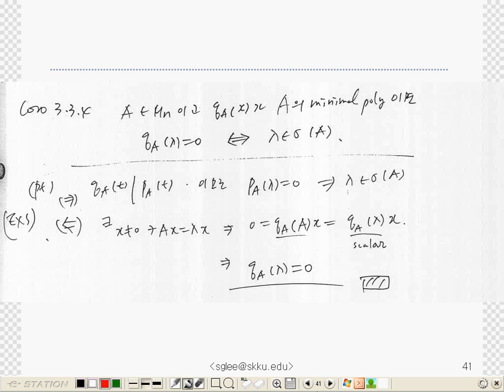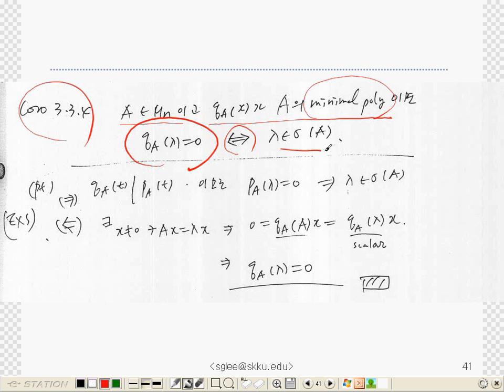This minimal polynomial is a very important concept in research. You should know that. Suppose Q_A of x is a minimal polynomial of A, then Q_A of lambda is equal to 0 if and only if lambda is an eigenvalue of A. Yeah, you know it. Definitely, because this minimal polynomial divides the characteristic polynomial. So if it's 0, then lambda satisfies the characteristic polynomial, so lambda should be an eigenvalue of A.